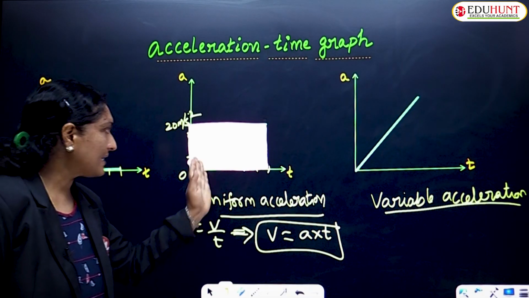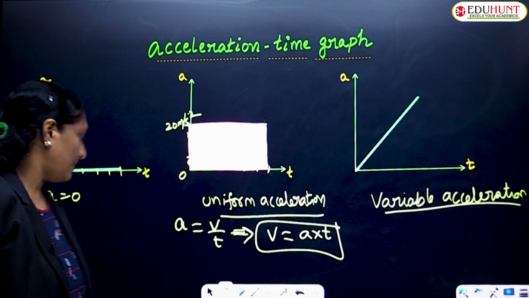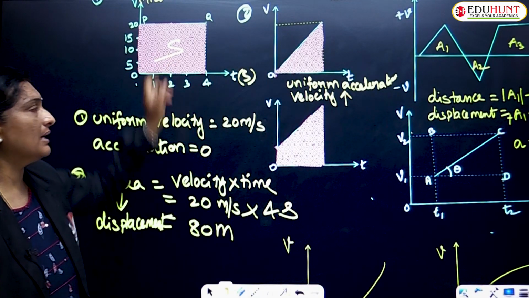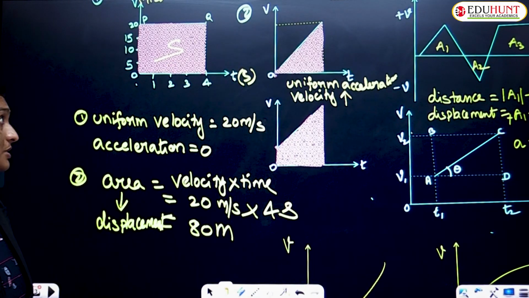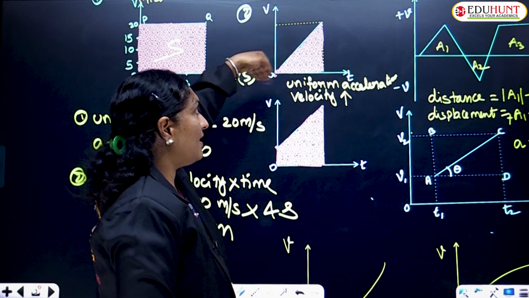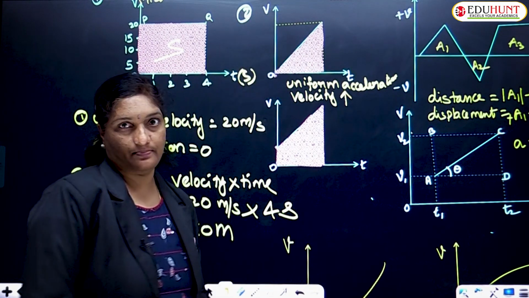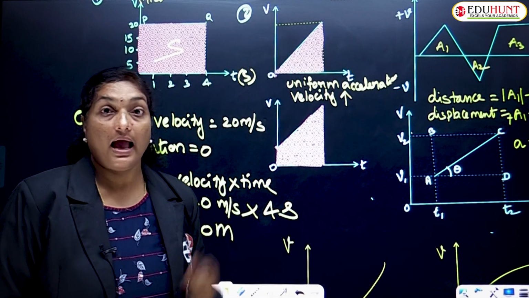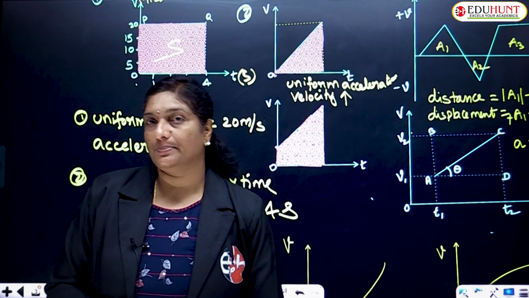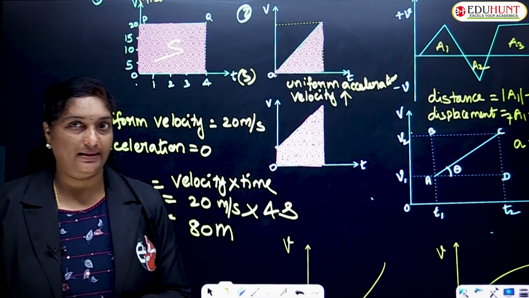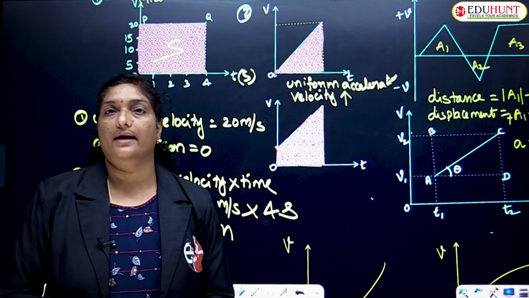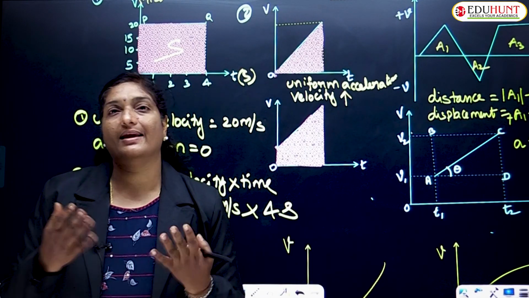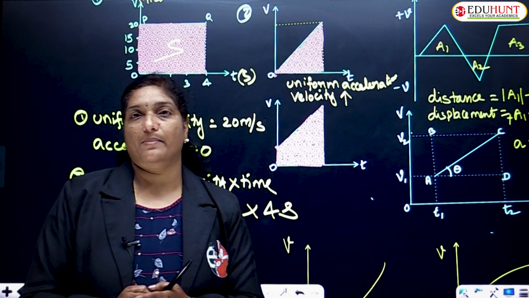Why? Because acceleration into time gives velocity and velocity into time gives displacement. Also, the slope of velocity time graph gives acceleration. In the previous example in concept number 9, we discussed the displacement time graph. There we discussed that the slope of displacement time graph gives velocity, because velocity equals displacement by time.